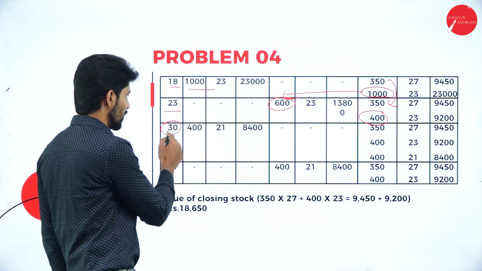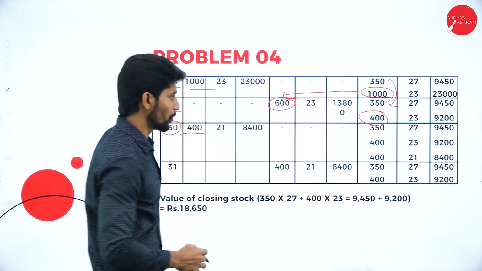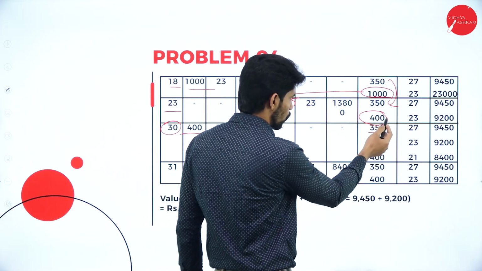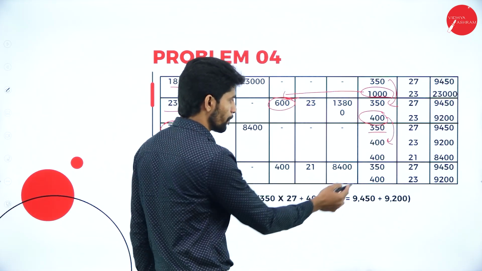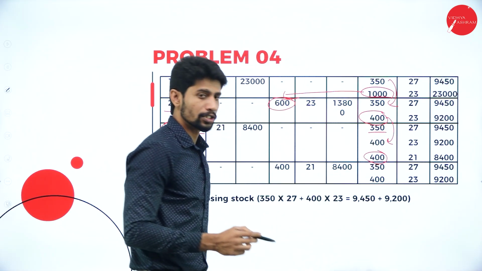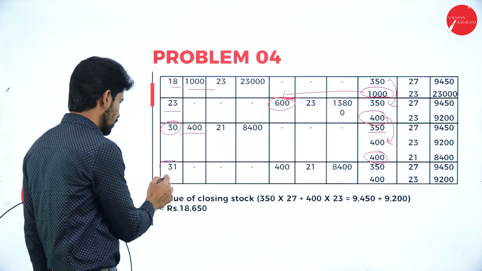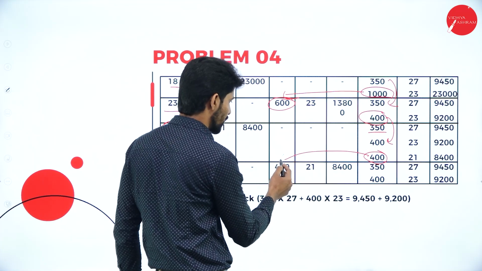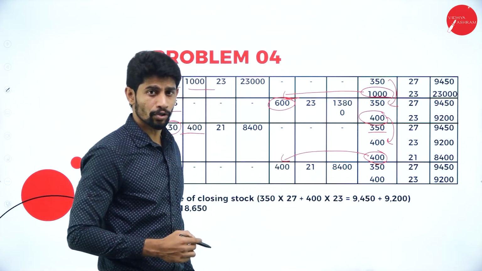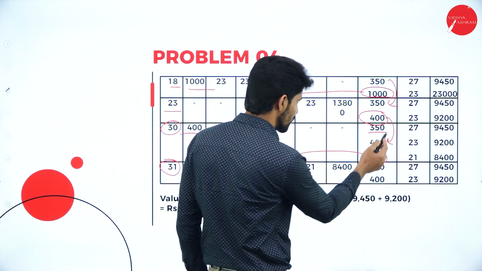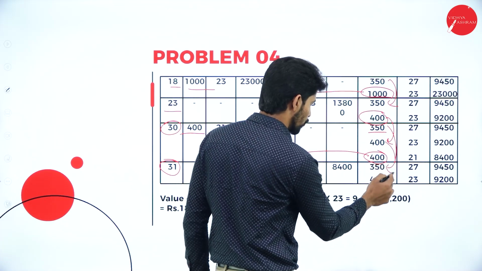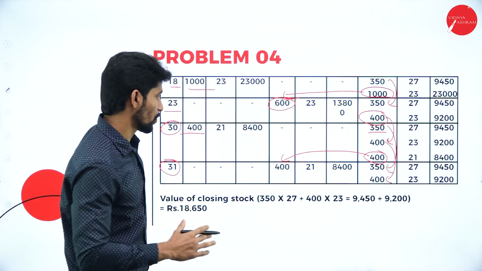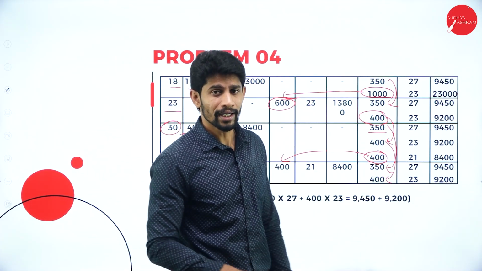Next, on 30th Jan you purchased 400 units. Okay. So 350 plus old balance 400 plus newly purchased 400 units at 21 per unit. Next, on 31st you issued 400. So issue this newly purchased 400 which cost 21 rupees per unit, and write down the balance, this 350 and this 400. So this is how you are supposed to solve the problem under LIFO method.